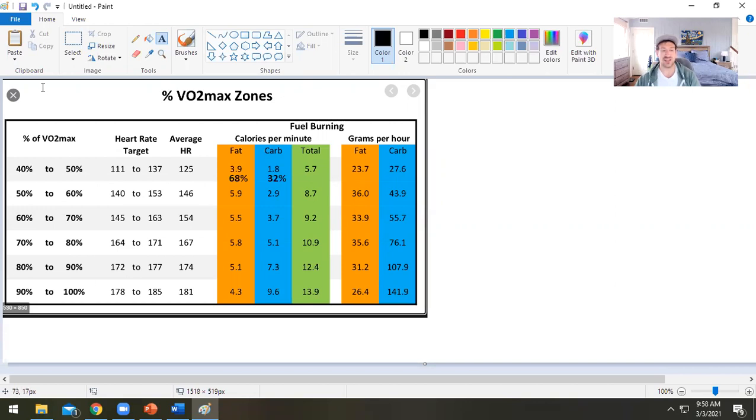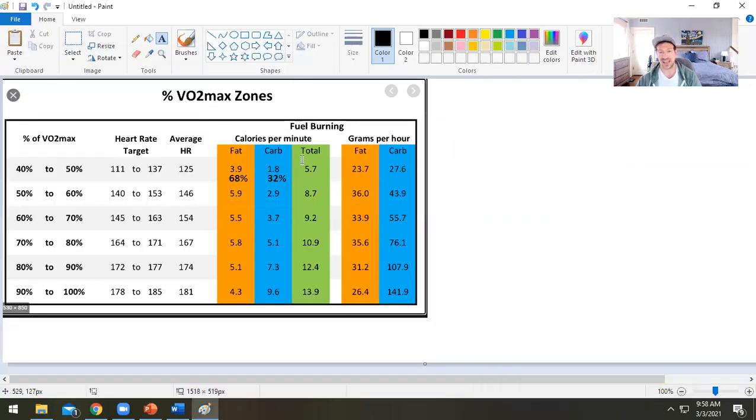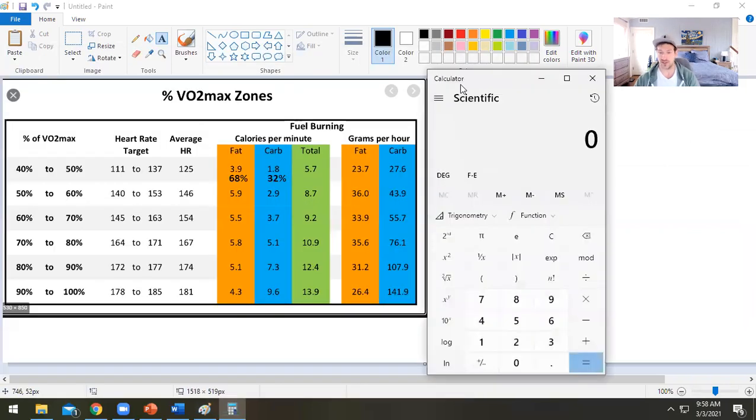But now let's say they're working super, super hard, right? They're working really, really hard now. Let's go to like 80 to 90% of their VO2 max. So that's probably somewhere around just the beginnings of zone 3. So now they're burning 12.4 calories per minute versus their initial 5.7 calories per minute.